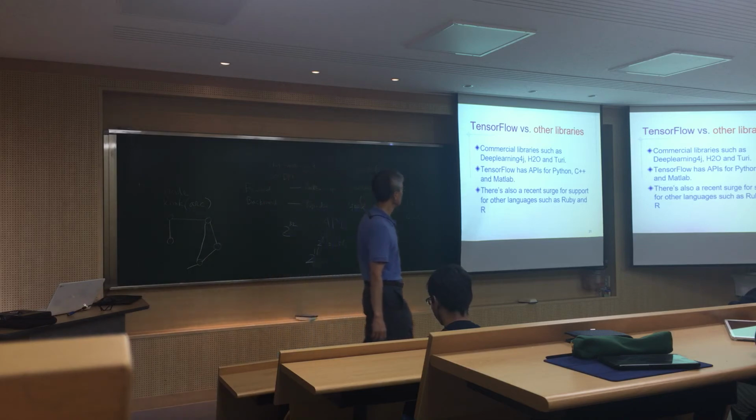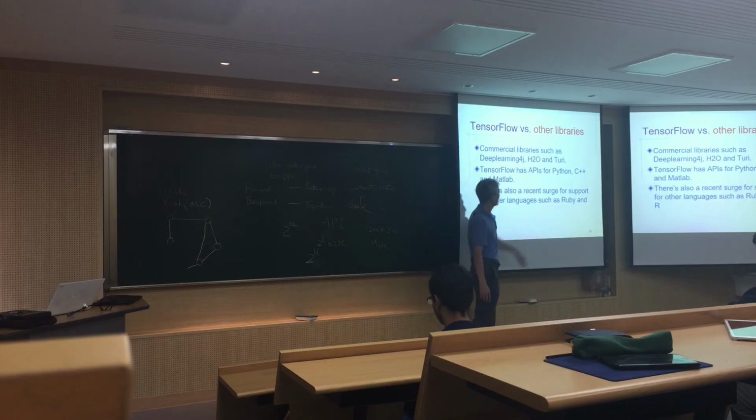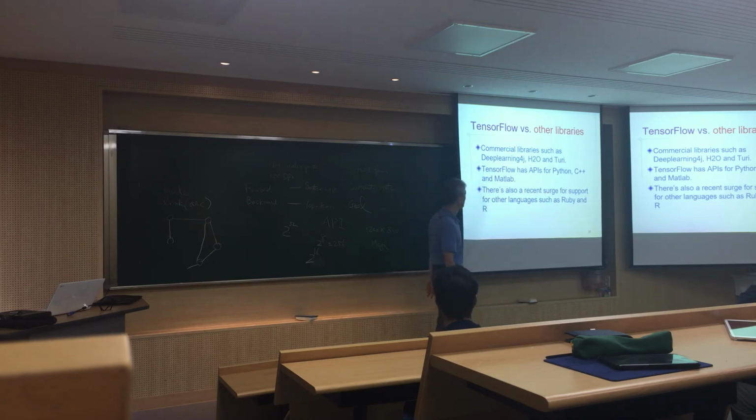TensorFlow and other libraries, we already explained in the previous slide. There are commercial libraries such as Deep Learning 4J, which appeared before, and H2O and Turi, which are new. Also, there are APIs, the language interfaces: Python, C++, MATLAB, right? There was Lua in the previous slide. Also, there is recent research into support for other languages such as Ruby and R. These are new languages that give you an API for TensorFlow.